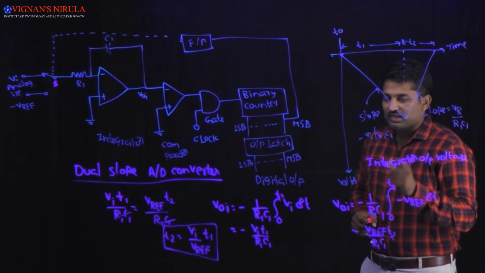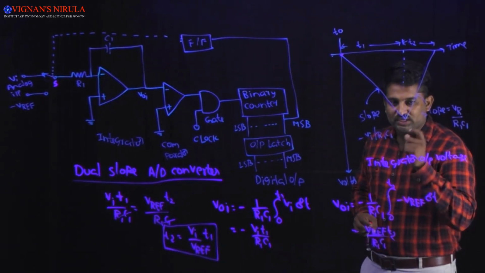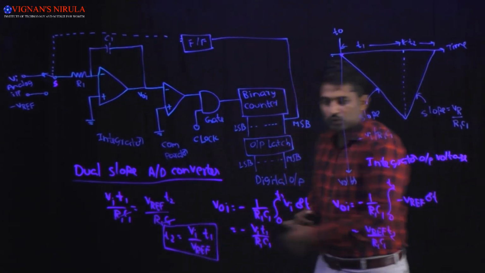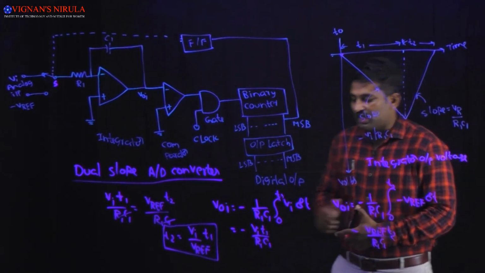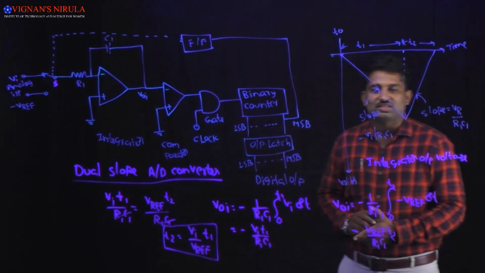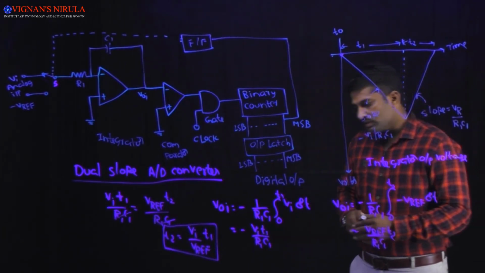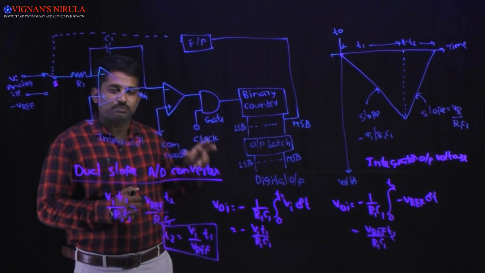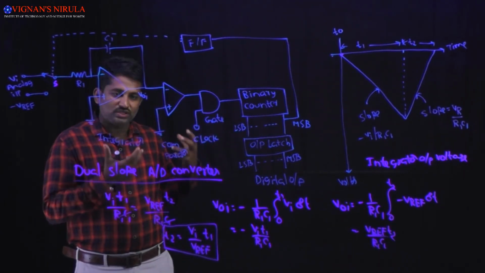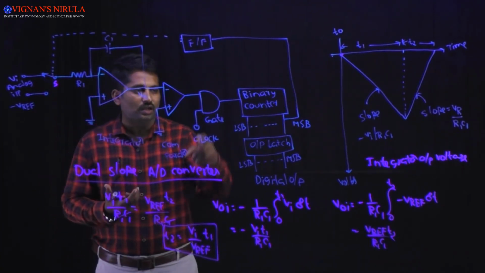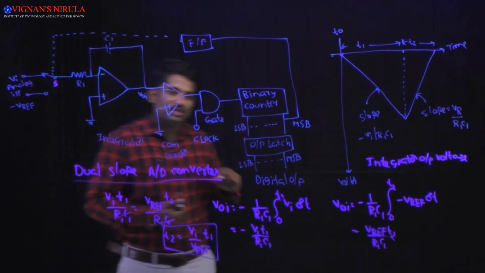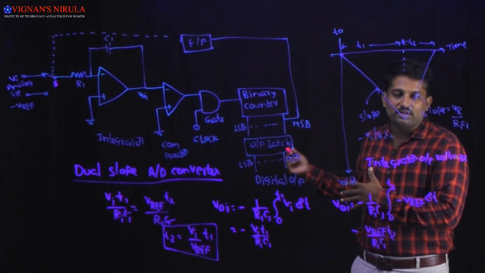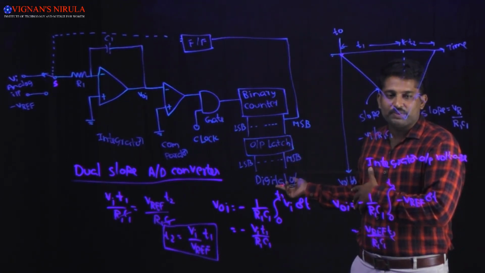That means the actual integration takes place in the time period T2. T2 is directly proportional to the input voltage Vi, keeping T1 and V reference constant. In the control circuit, we connect the clock to the binary counter at the start of T2, and disconnect the clock from the binary counter at the end of time period T2.